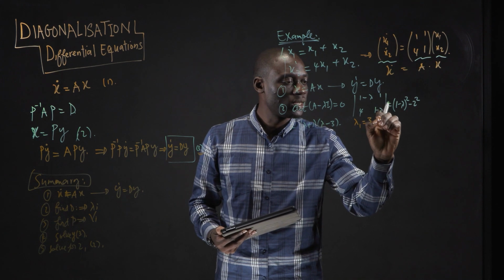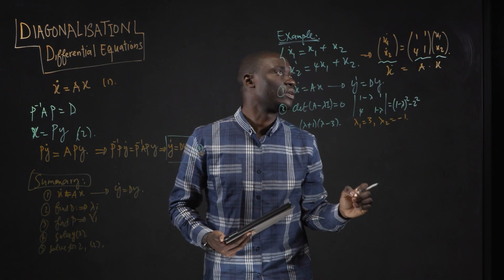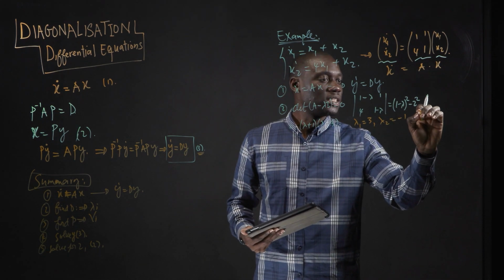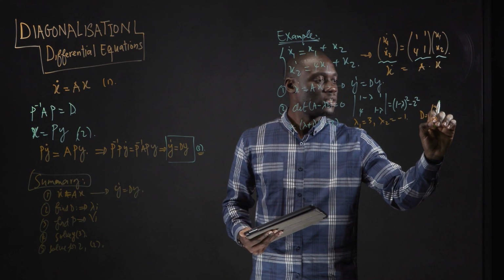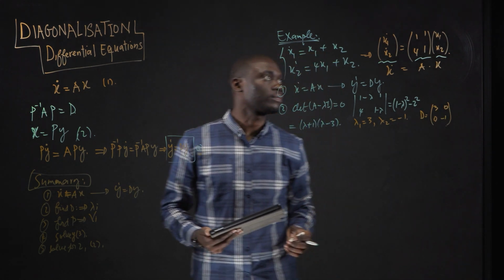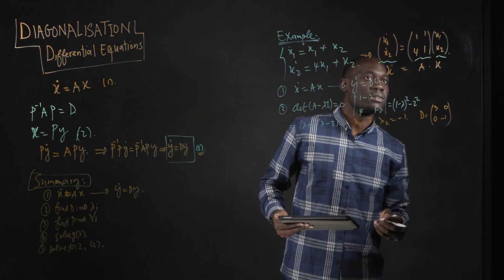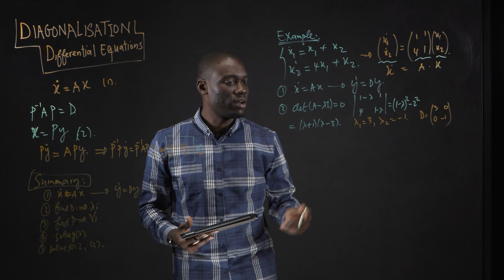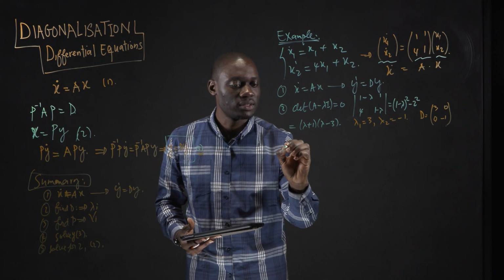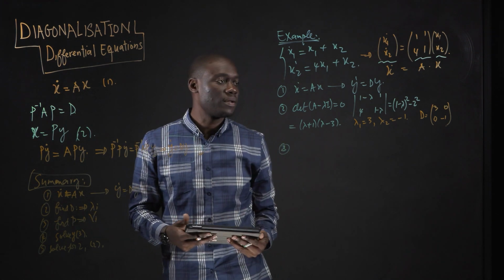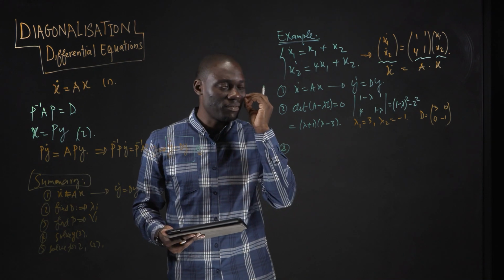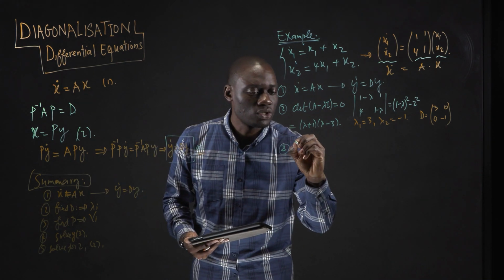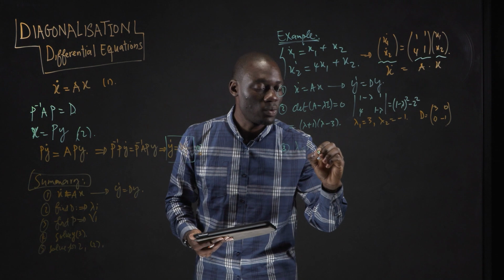Lambda 1 equals 3 and lambda 2 equals minus 1. Therefore, we can write our D matrix over here: 3, 0, 0, minus 1. Okay, so now we can find the P matrix, which is also indirectly finding the eigenvectors. So let's find the eigenvectors for lambda 1 equals 3.